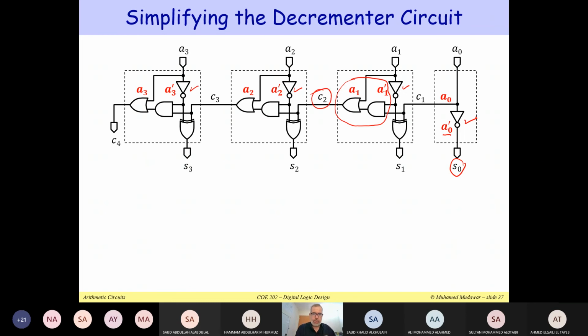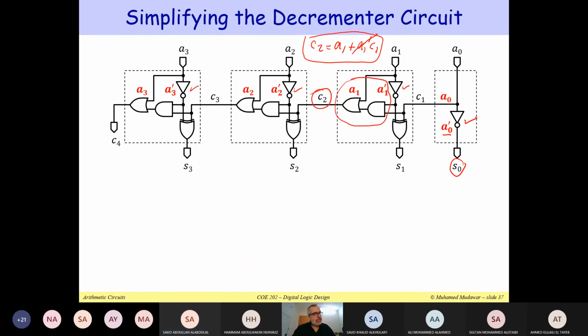Let us write the equation for C2. Can you tell me what's the equation for C2? A1 or A1 prime C1. So let us write it down as C2 equals A1 or A1 prime C1. Can this equation be simplified according to the properties of Boolean algebra? Yes, we can delete A1 prime. Exactly. I don't really need this.